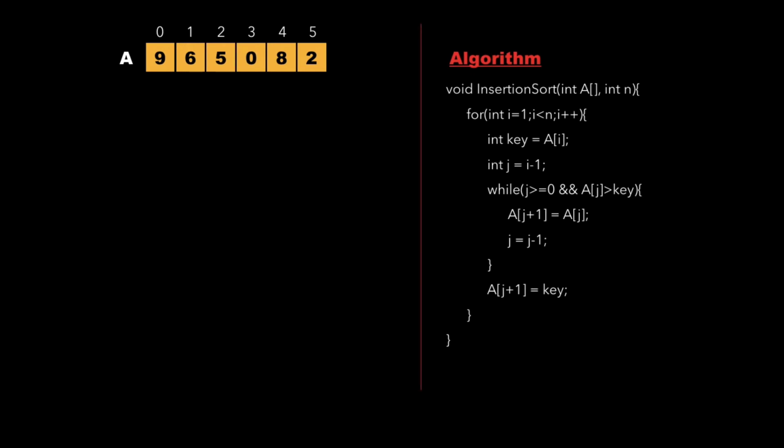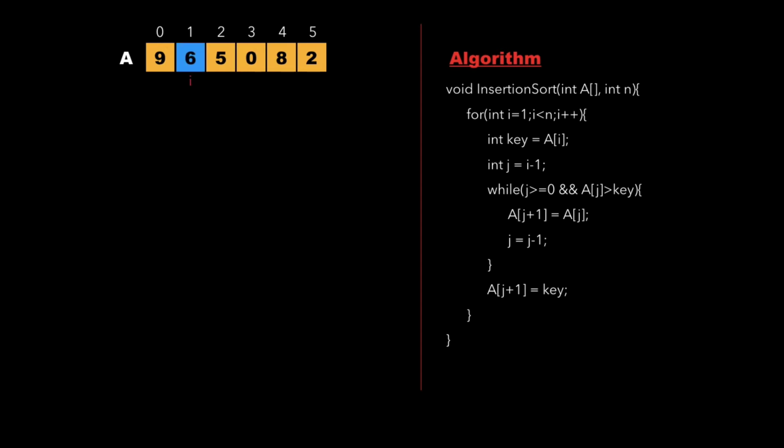The approach which we use to sort this array is that we traverse the array from i equal to 1 to 5 and then we check whether the left part of the array is already sorted. If not, then we insert the ith element at the correct position in the sorted part.